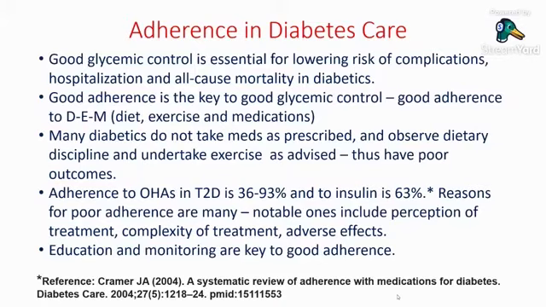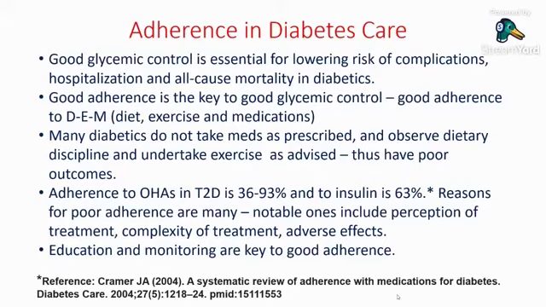Adherence to oral hypoglycemic agents in type 2 diabetes shows a huge variation. There are many studies that have come up with different statistics, and overall it is found that the adherence rate in oral hypoglycemic agents in type 2 diabetes ranges from 36 to 93%. When you talk of insulin, it is to the tune of 63%.